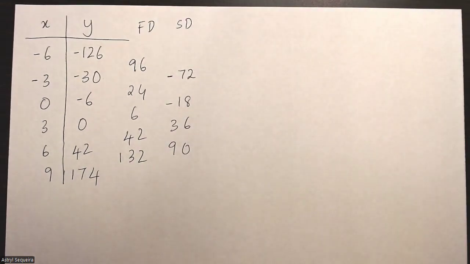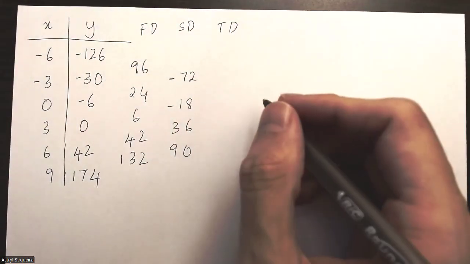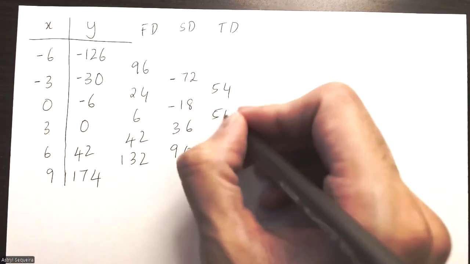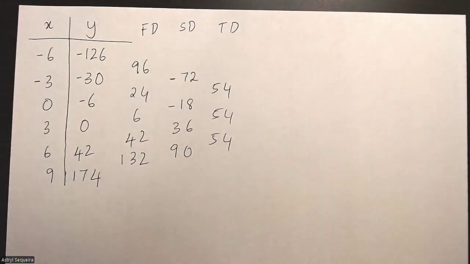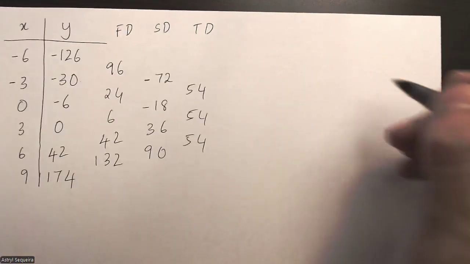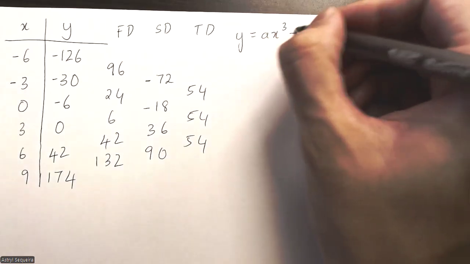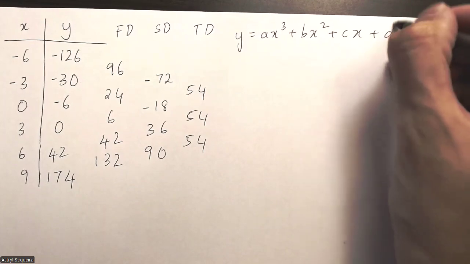Now I will find my third differences because those are not the same. So 54, 54, 54. So since my third differences are all the same, this is going to be a cubic function. That cubic function is going to be represented by y equals ax cubed plus bx squared plus cx plus d.